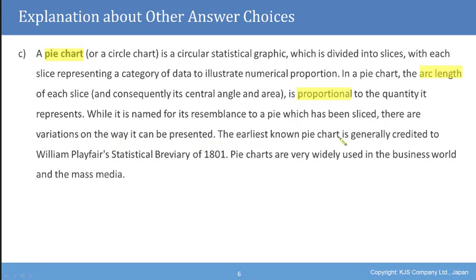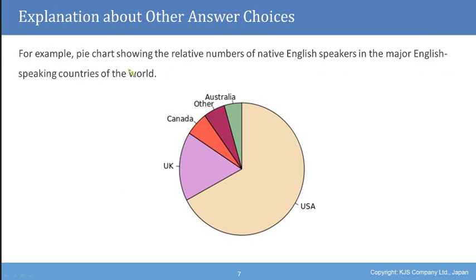The earliest known pie chart is generally credited to William Playfair's Statistical Breviary of 1801. Pie charts are very widely used in the business world and the mass media. For example, pie charts showing the relative numbers of native English speakers in the major English-speaking countries of the world.